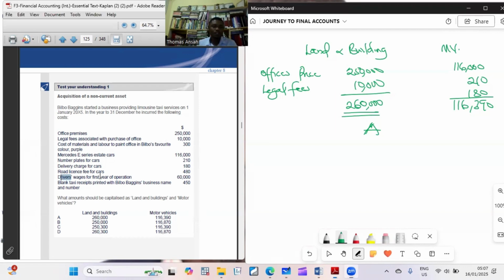As for wages of the driver, it's recurring. The asset is already useful. So if you are now using it, it has always been useful.